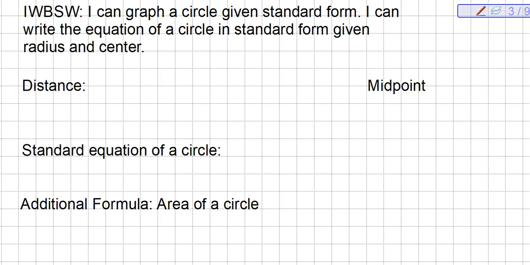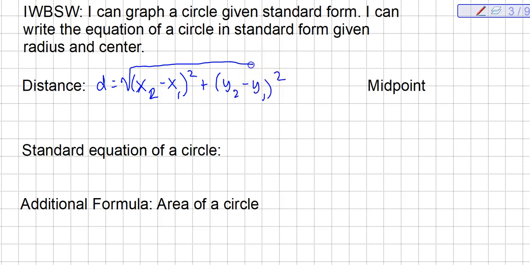All right, so we're going to start off with some formulas that will be helpful when you're doing your assignment. The first formula is the formula to help you find the distance between 2 points. I'm going to remind you of it once. Distance is equal to the square root of (x sub 2 minus x sub 1) quantity squared plus (y sub 2 minus y sub 1) quantity squared.